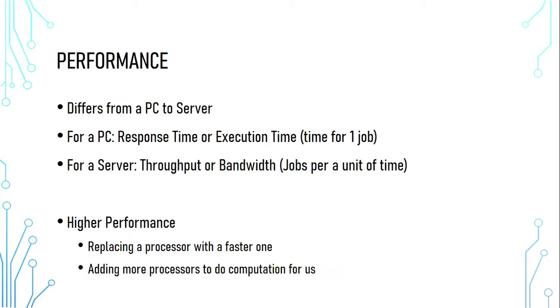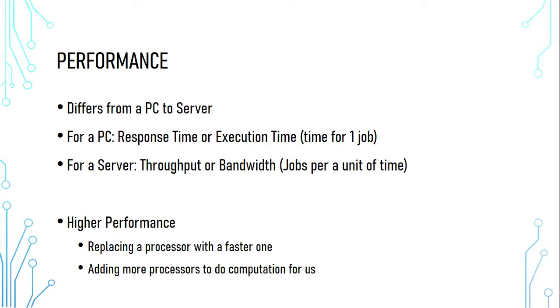Performance definition differs from one computer to another. For example, for a PC, response or execution time is considered as the metric. It shows how fast a program is executed by a PC. However, for a server, throughput or bandwidth is considered as performance. In other words, the number of tasks done in a unit of time, a second, is considered in this one.